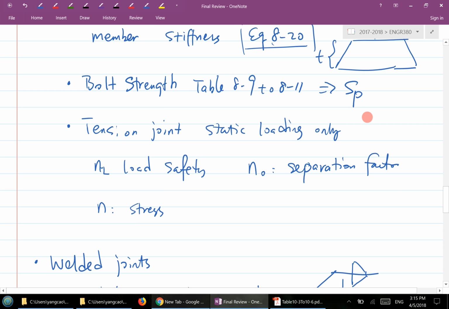I didn't skip bearing. Oh, you need a catalog? No, you don't need to. If there's a calculation, you don't need any catalog to look up.